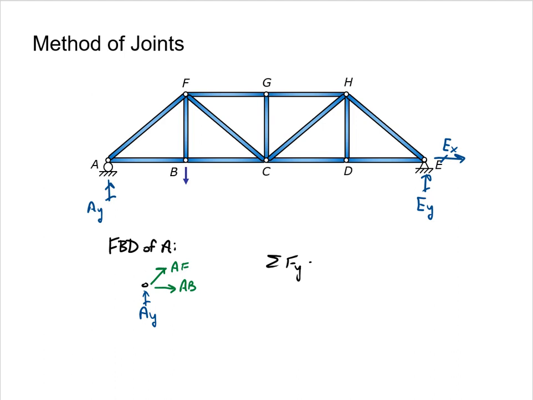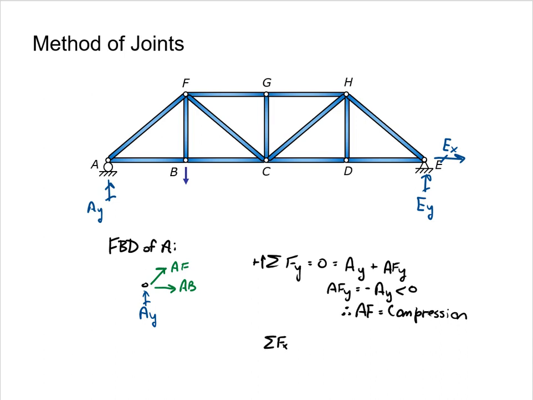Let's apply vertical equilibrium. We have a positive contribution from the reaction and a positive contribution from the vertical component of member AF. Solving for the vertical component of AF, we see that the result is negative. If a component of the force is negative, all of the member force is negative, so AF is in compression.